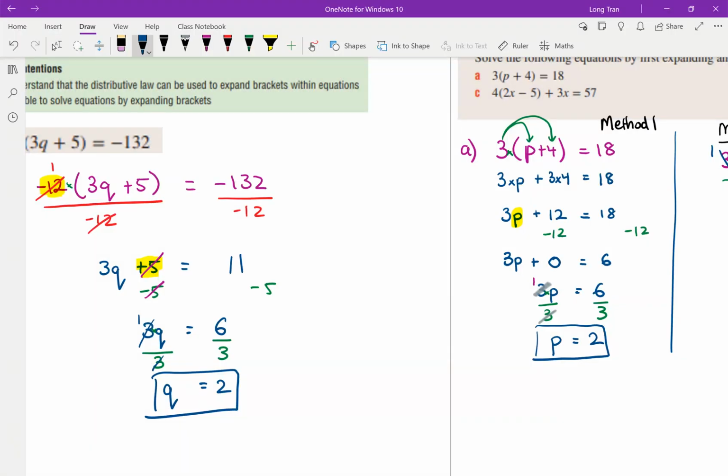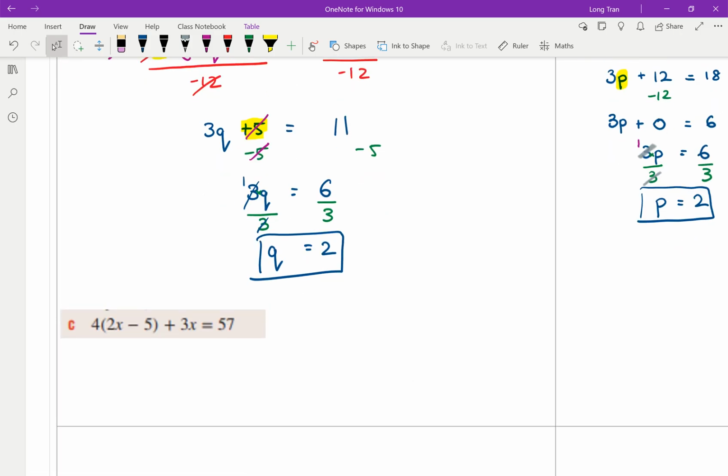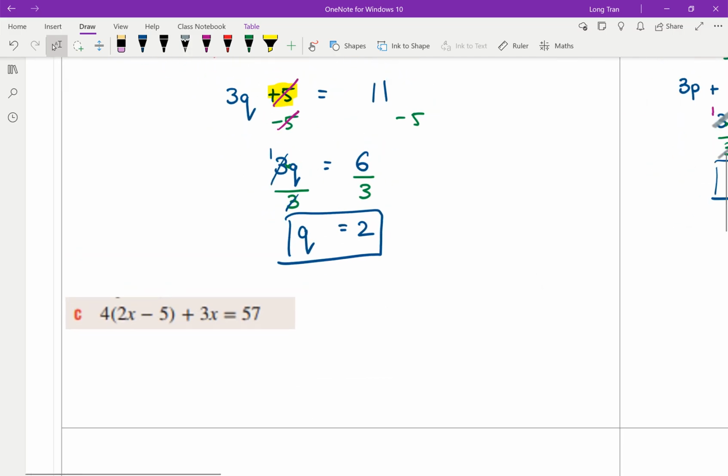So here we go. In the junior levels, they normally give you problems so that you have to do the expanding method rather than the method that I just showed you. Let's have a look at this example. So why can't we use method 2 for this example here?